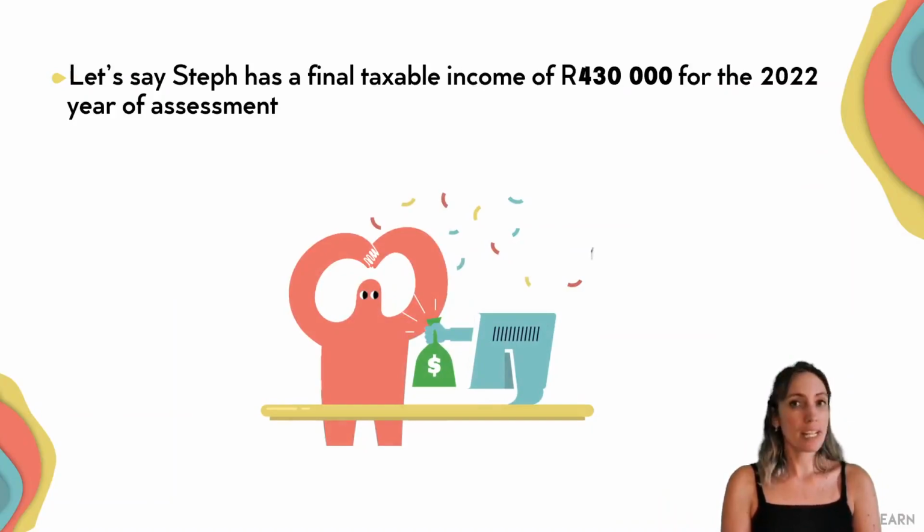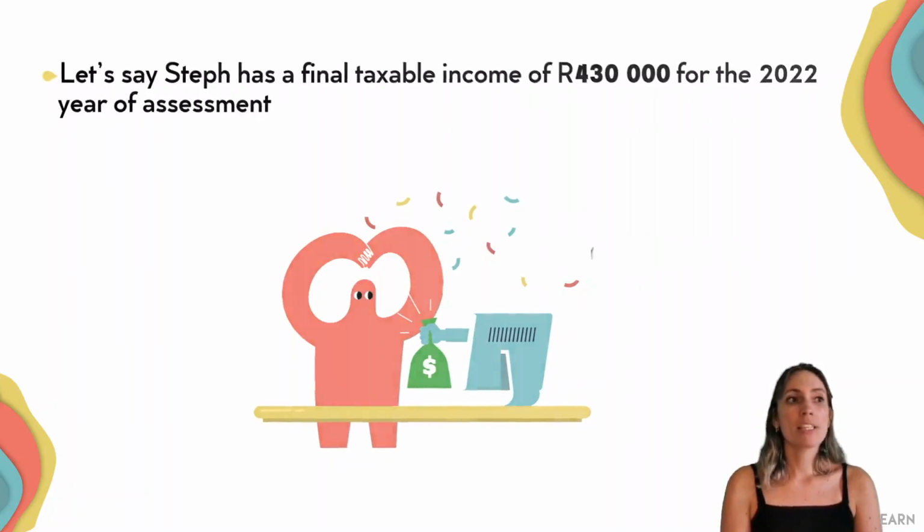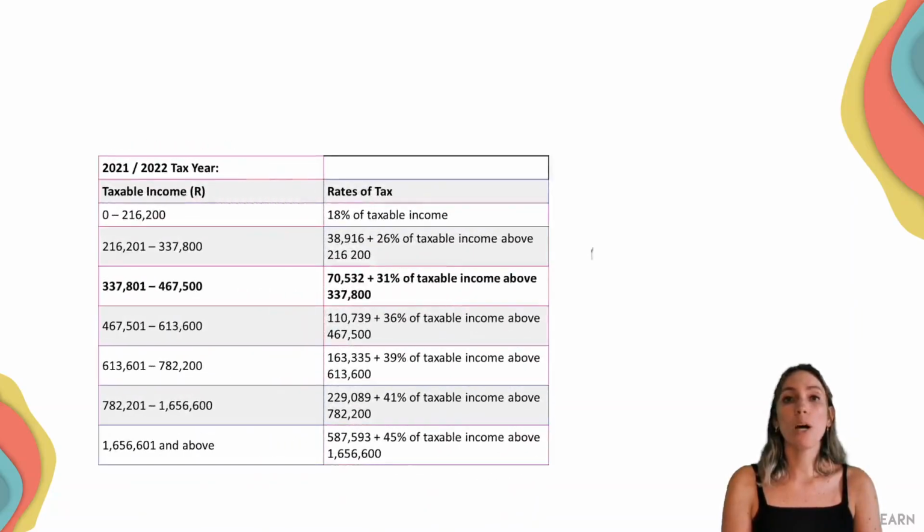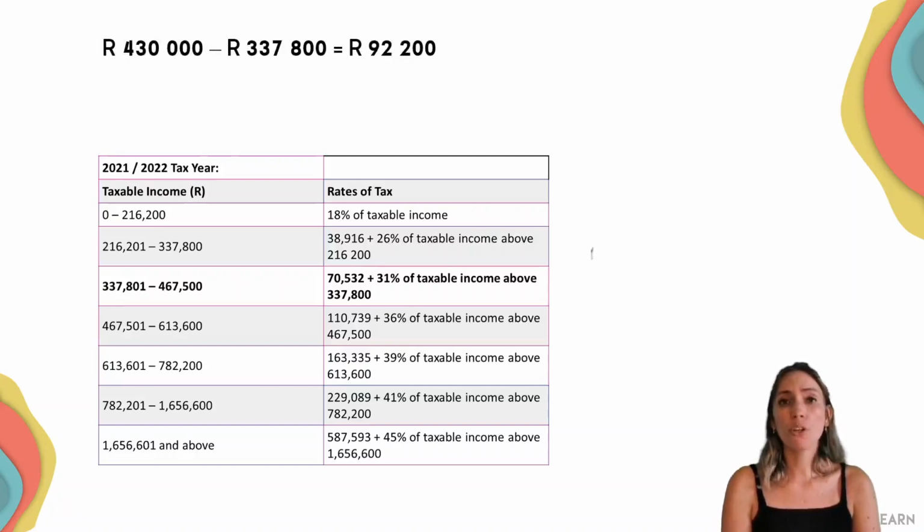So we'll be using Steph, who we've been using in all our videos, and we're going to say in the 2022 tax year, Steph has earned a final taxable income of 430,000 Rand. Steph has earned income from her freelance work as well as her graphic design, so she has to submit a tax return. So how to read a tax table? She has earned 430,000 Rand. If you go to the tax table, she will be the third from the top, will fit into that category.